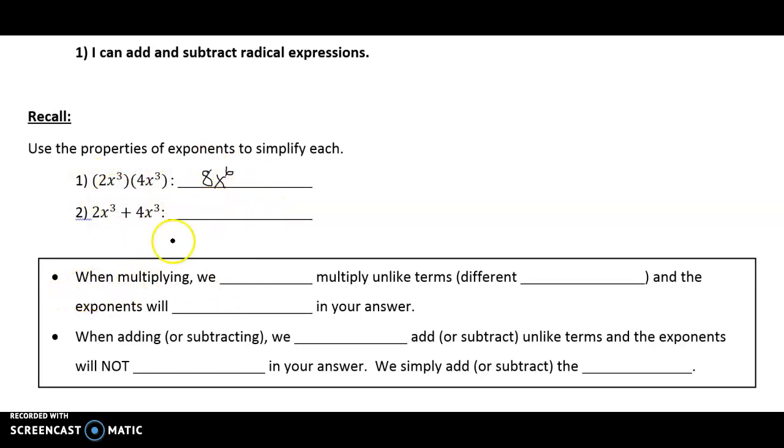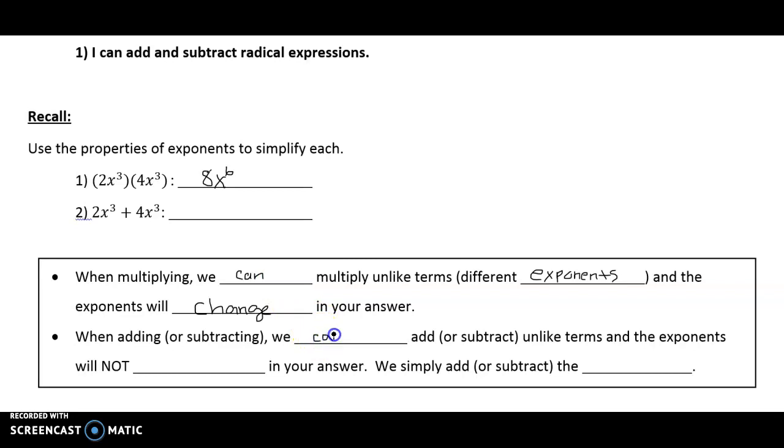So this is a review over when we are multiplying, we can multiply unlike terms, where there are different exponents, because all we do is we add those exponents. So they will be changing when you multiply. For example, in that first one, 2x to the third times 4x to the third is 8x to the sixth. Our exponent changed.